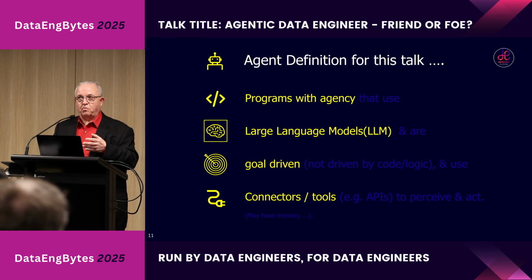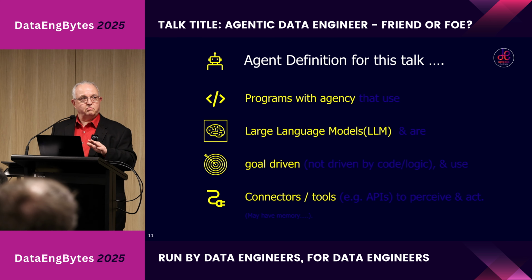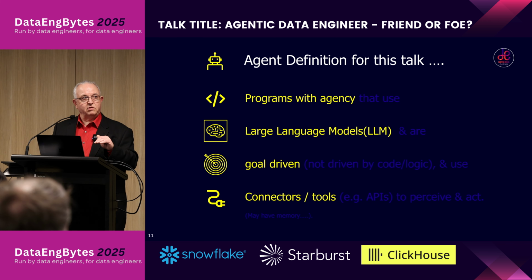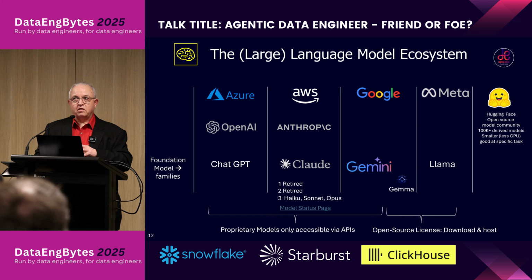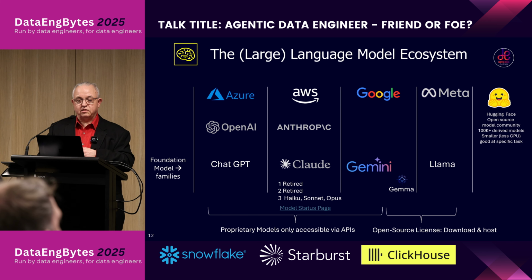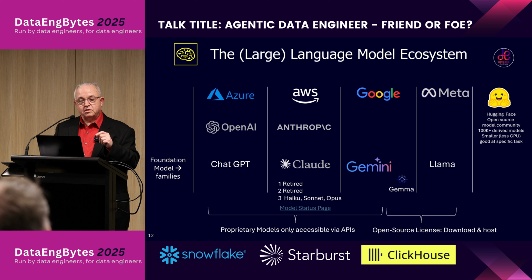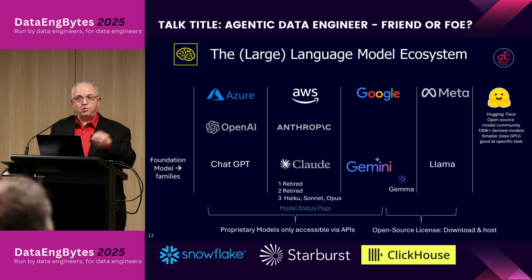So a lot of people assume that everybody knows how the language model ecosystem works. So just quickly a couple of slides on level setting that environment, that ecosystem. So the large language model, with large in brackets deliberately there, is primarily made up of the big 3 proprietary models. So OpenAI, Anthropic and Google.